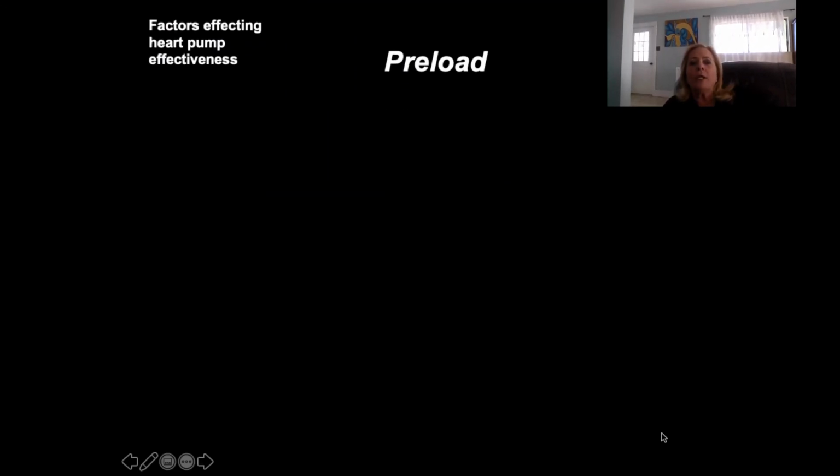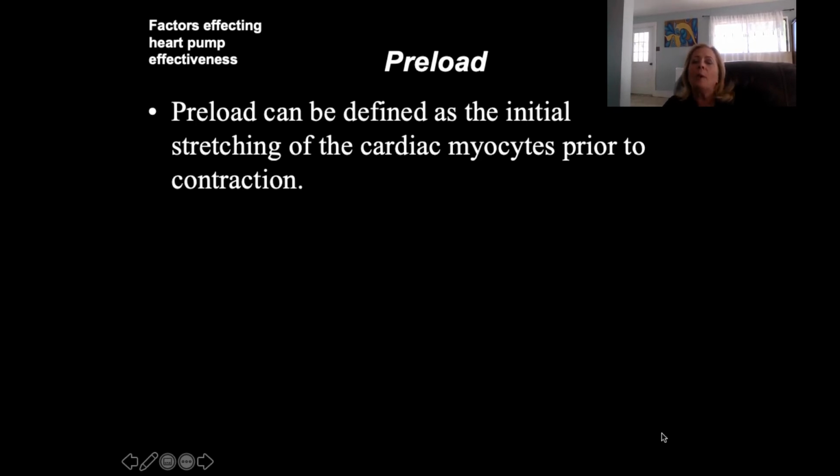So preload, these are factors affecting the heart as a pump. Preload can be defined as the initial stretching of those cardiac muscle cells, or myocytes, prior to contraction. The way that ventricular muscle is going to stretch is that we're going to have an increase in venous return. That means more blood is going to fill up that ventricular chamber, and that also equates to an increase in end diastolic volume.